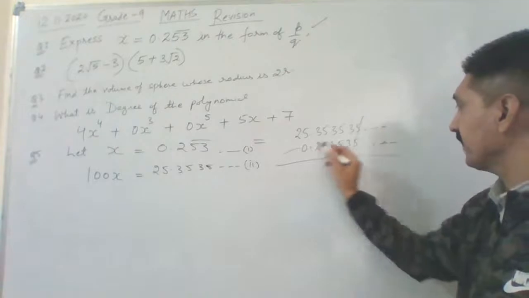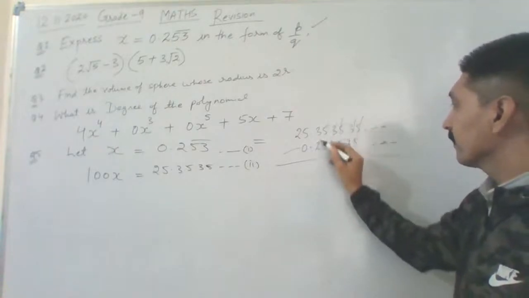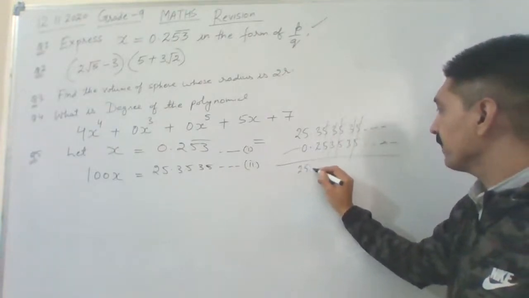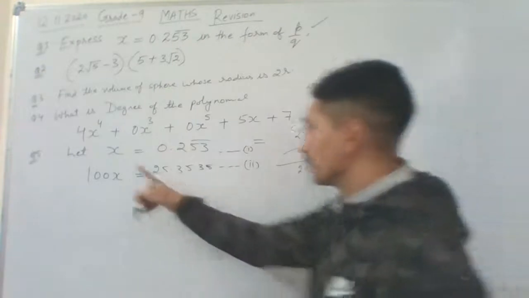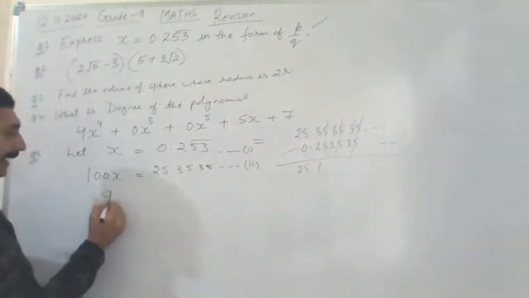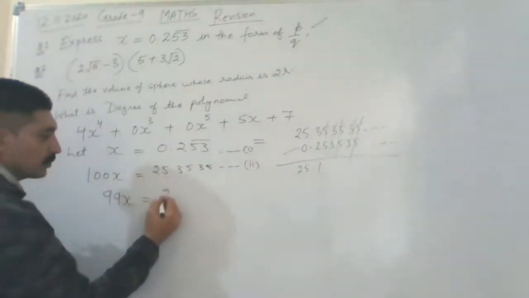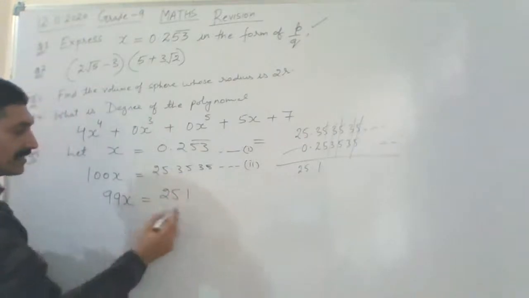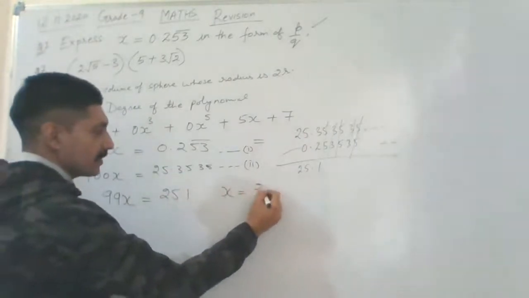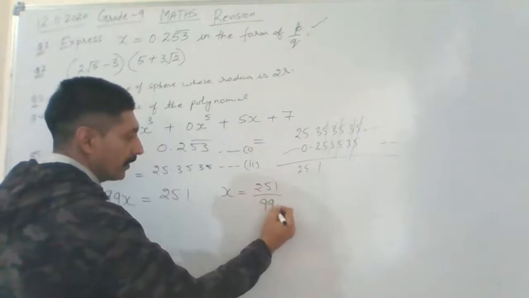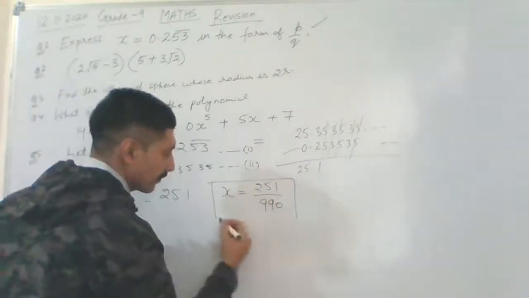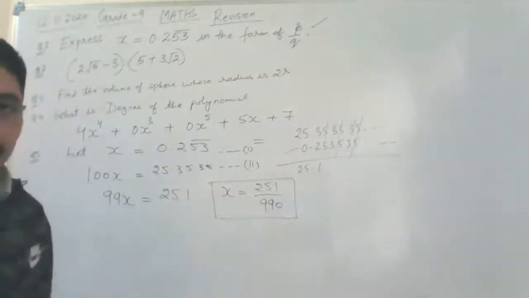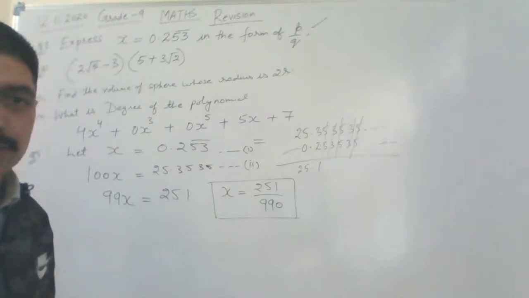When we subtract here, what will we get? We will get 25.1. So after subtracting here, we got 99x is equal to 25.1, so what is x? x is equal to 251 upon 990. So very right. Thank you Harjot and Vikramjit.